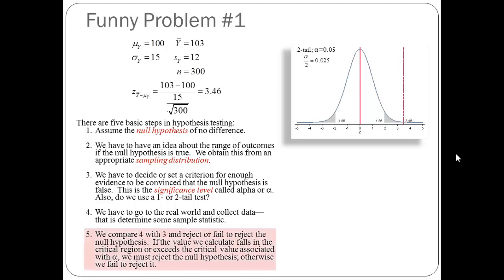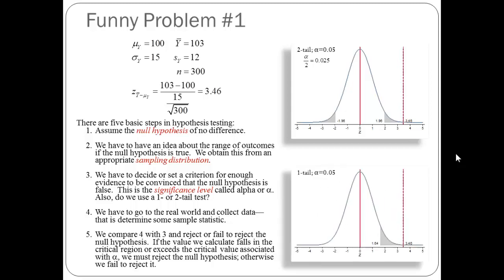Step number 5: we have to compare 4 with 3. That is, we have to compare the 3.46 with the 1.96. You'll notice I've drawn a vertical dashed line right at 3.46. You can see that it clearly falls in the critical region, that it exceeds 1.96. Therefore, I'm going to conclude that this 3-point difference between 100 and 103 is statistically significant, and I'm going to reject the null hypothesis.